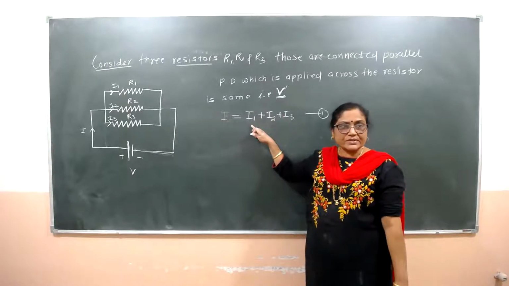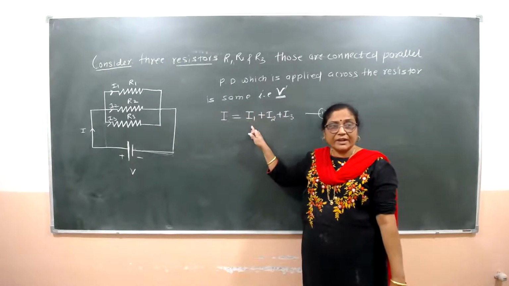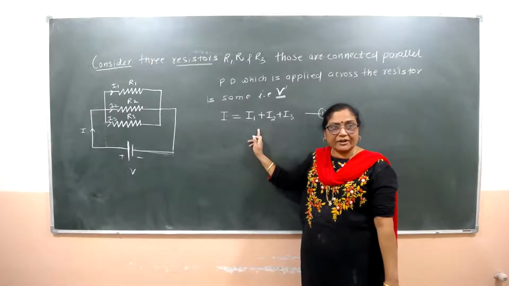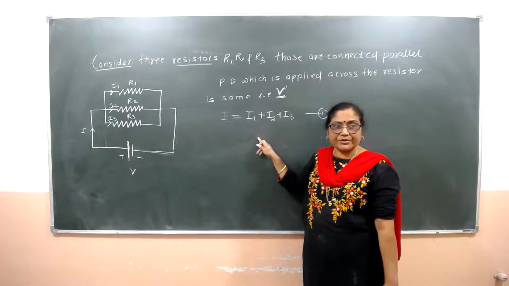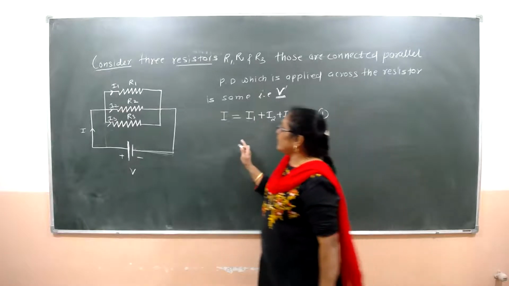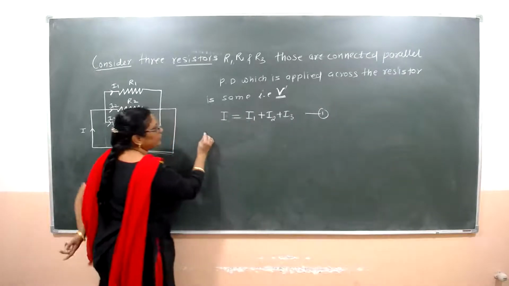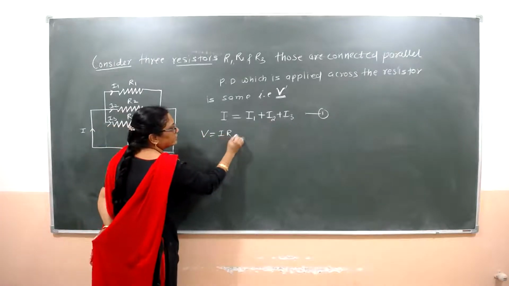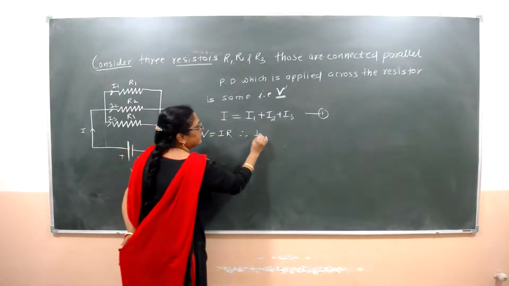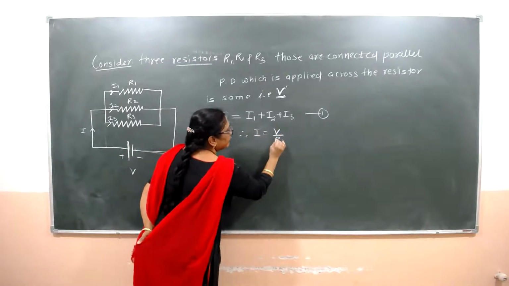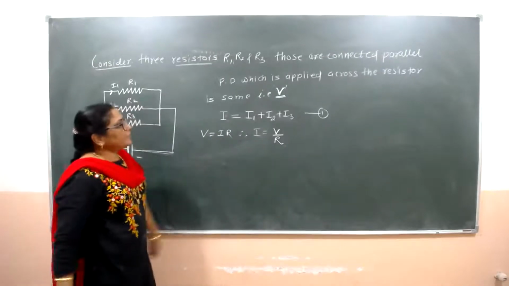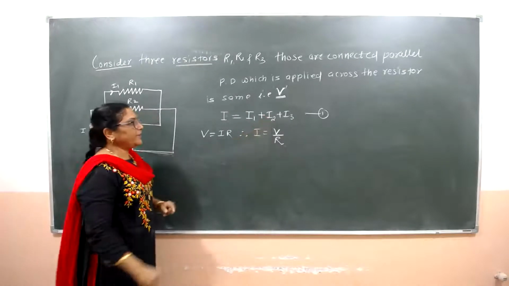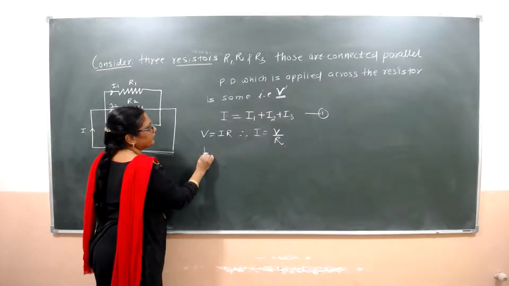Substitute this equation, then find out the value of I1. That is, V is equal to I into R. Therefore, I is equal to V divided by R. Then find out I1, I2, I3.